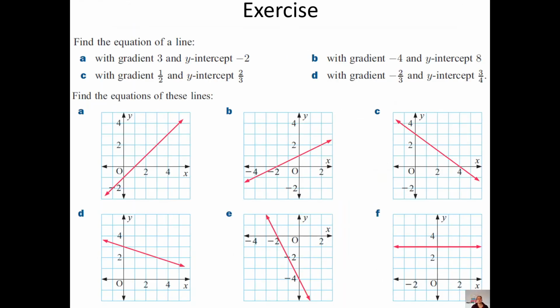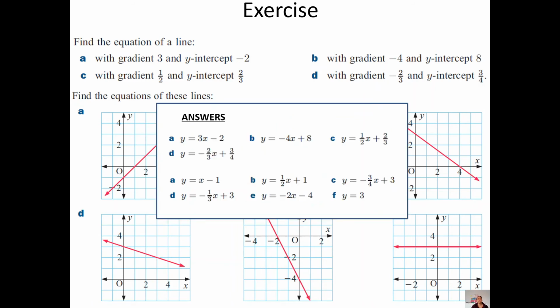And here's some questions for you to try in your exercise books. Here are the answers, so check your work and make sure you ask for help if you've got anything wrong and you don't know why.